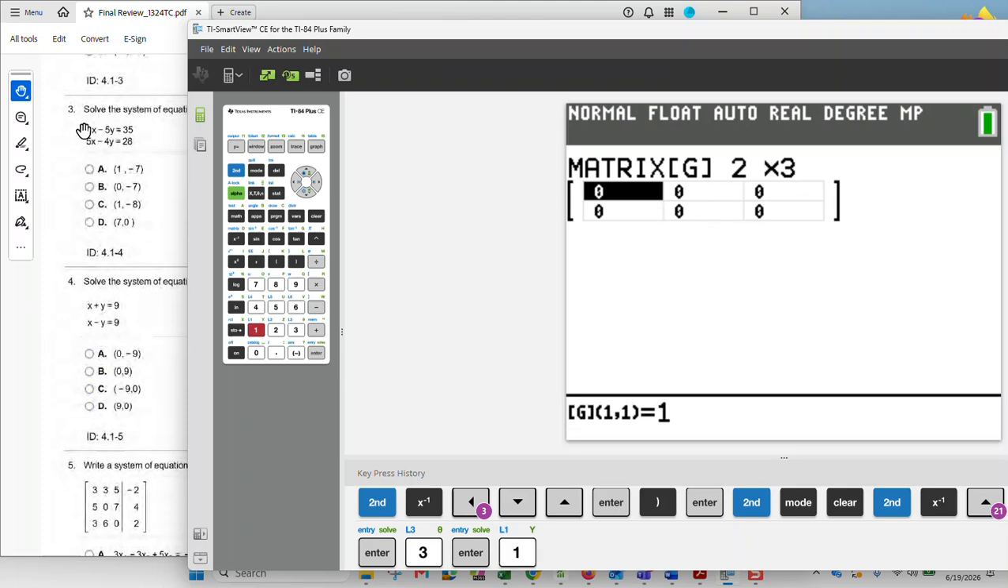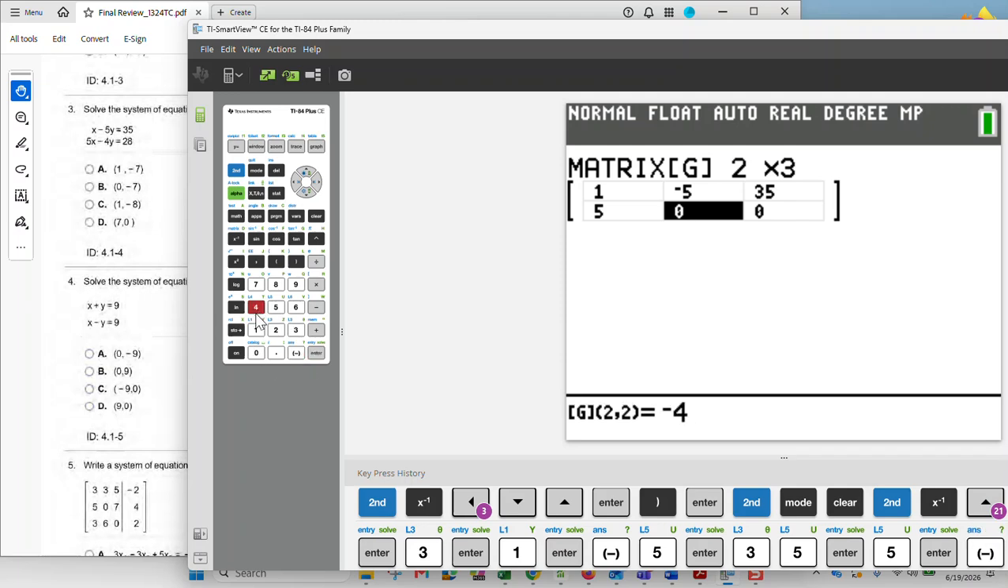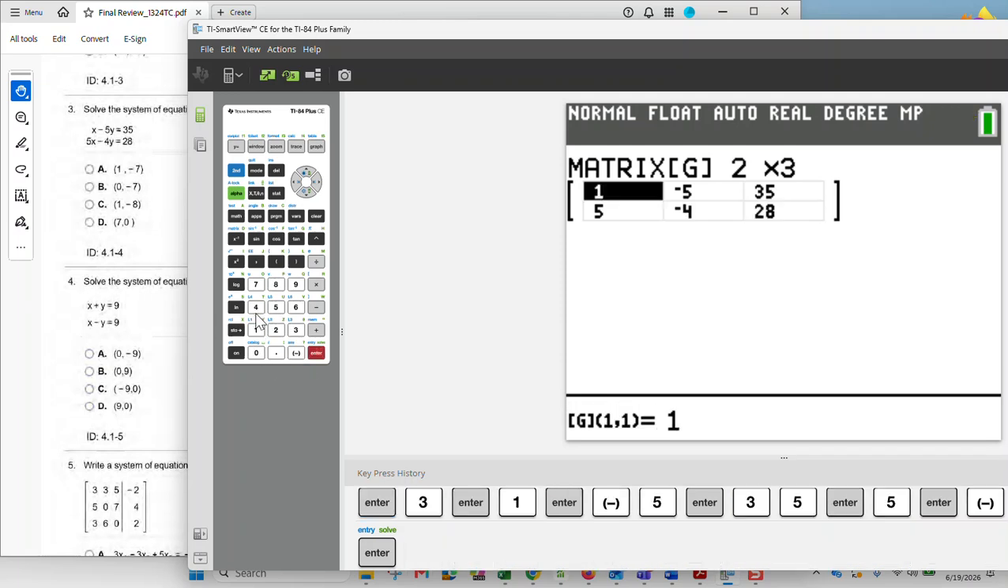The coefficients for the first row will be 1 and then -5. So this is -5, and then 35 in here, okay? And then the second row will be 5, -4, and then 28. All right, so double check my matrix coefficients, everything looks good.